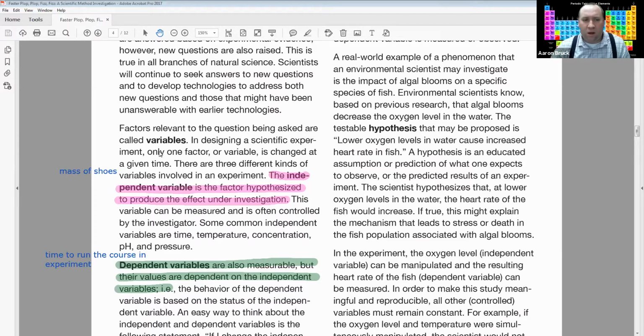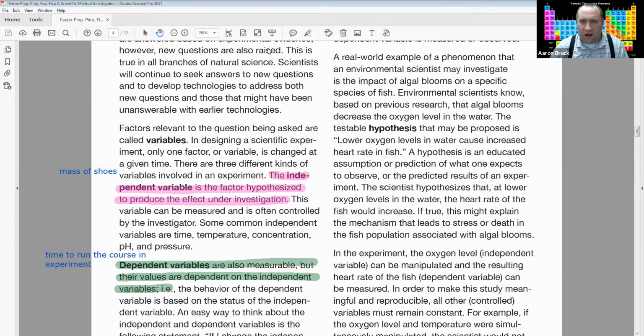So a good way of kind of thinking about this relationship between independent and dependent variables is kind of thinking about like it's an if-then statement. If I do this, then what will happen to this? If I change the mass of someone's shoes, then the time it takes them to run the course is going to change as well. If and then.